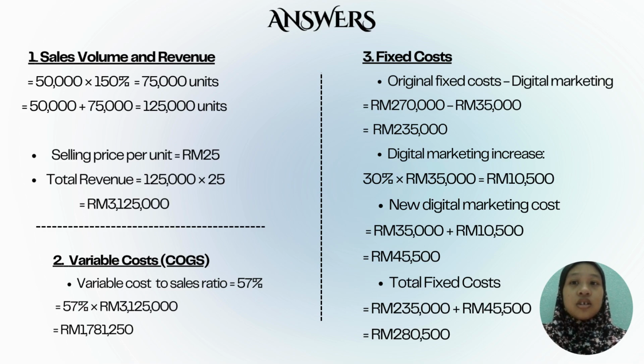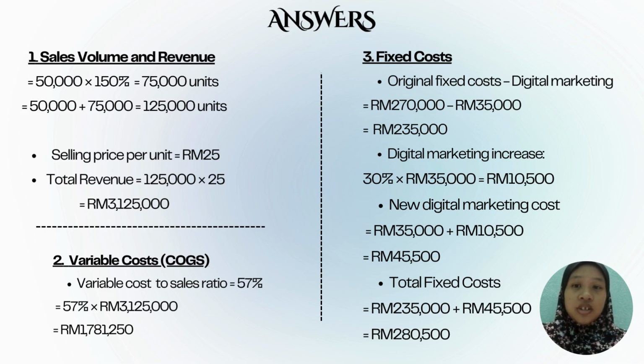Firstly, the original sales volume was 15,000 units. With a 150% increase, the new sales volume becomes 37,500 units. At a selling price of 25 ringgit per unit, the total projected sales revenue is 3,125,000. Next, the variable costs are calculated based on the 55% variable to sales ratio. So, 55% of 3,125,000 results in 1,781,250 in total variable cost.